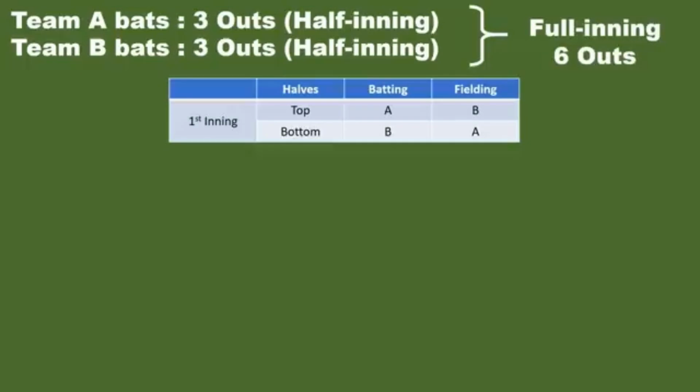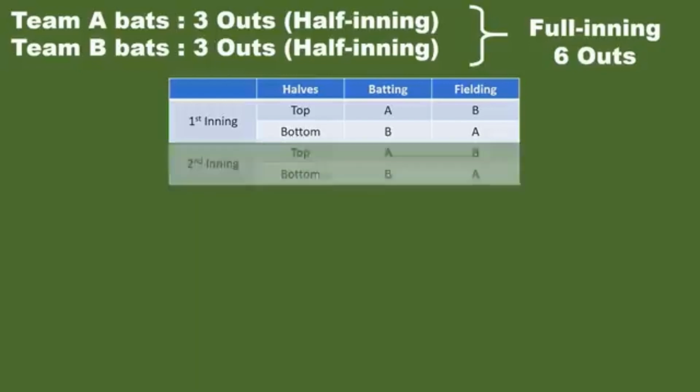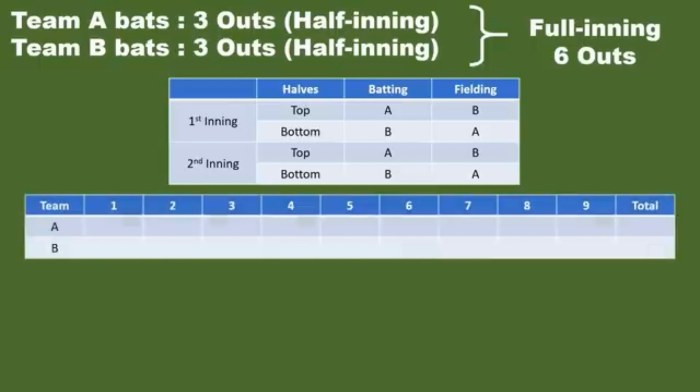Another way of saying it is that in the first inning, you have a top half and a bottom half. In the top half, team A is batting and B is fielding, and then they do the bottom half where B would bat and A would field. This comprises 1 inning. In the second inning, they'll do the same thing again. In the top half, A would bat, and in the bottom half, A would field. So they do this for 9 innings, and whoever has more score at the end wins the match.